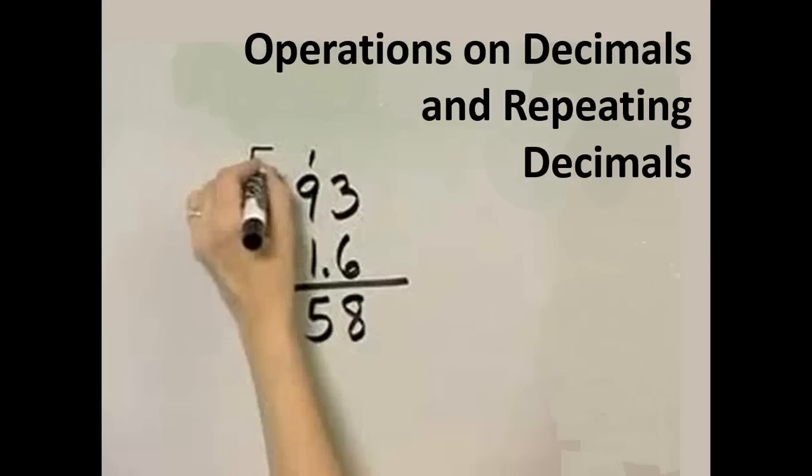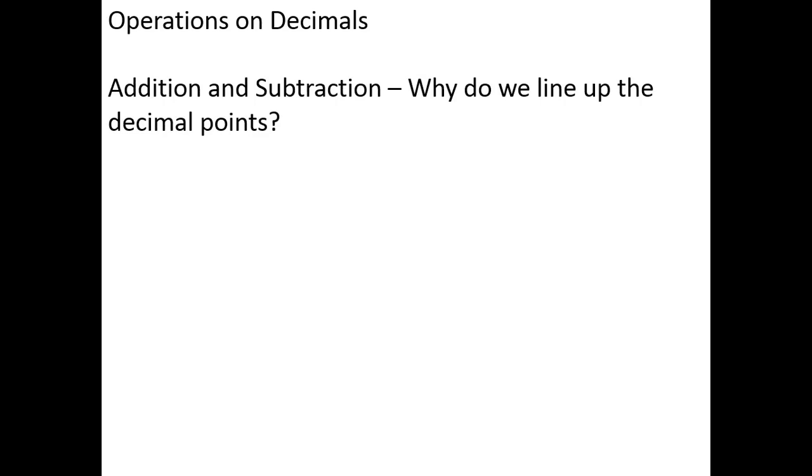Now that we've looked at decimals a little bit, let's look at them a little bit further by examining operations on decimals and repeating decimals. So we'll start with the operations on decimals and think about what we know about addition and subtraction of decimals. Now we know that when we add and subtract decimals that we're supposed to line up the decimal points, but why do we have to do that?